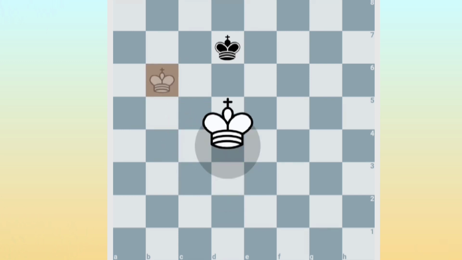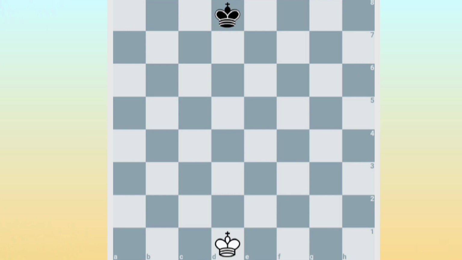Let's see another diagram. Let's move to our second diagram. This is our second diagram. In this diagram, the two kings are standing very far away from each other. In this condition, we should count the number of squares between the two kings.